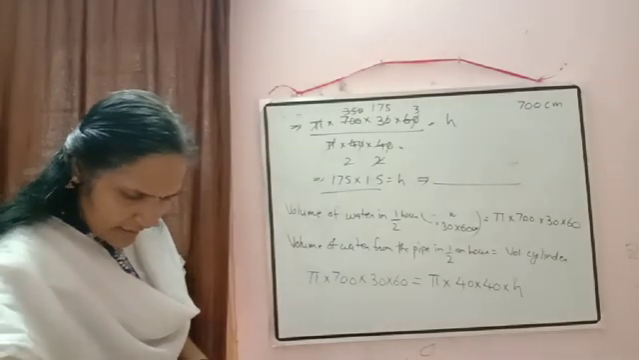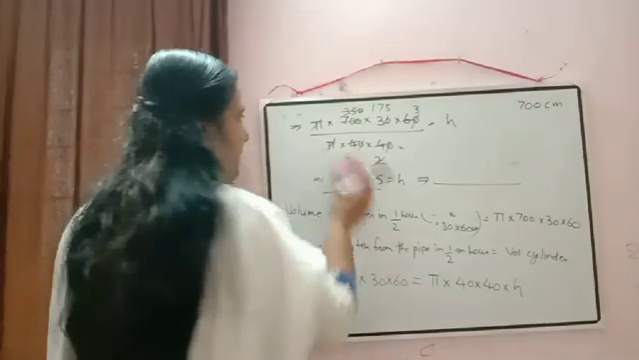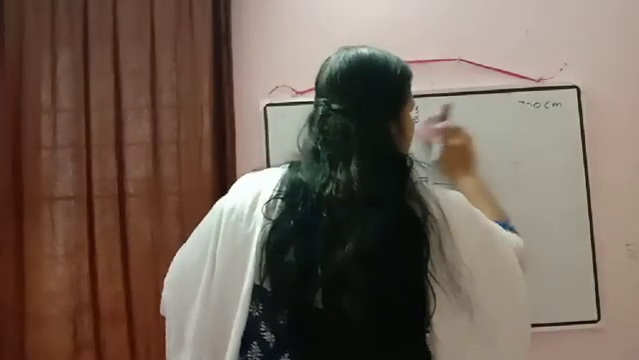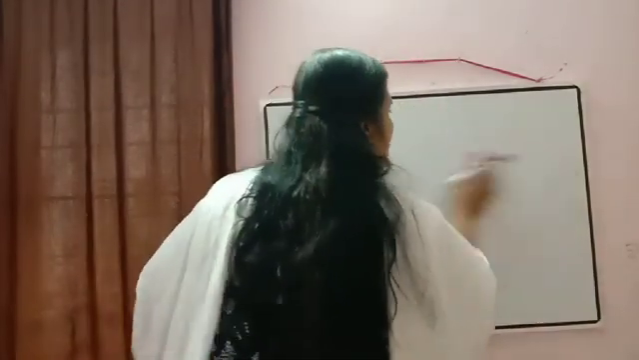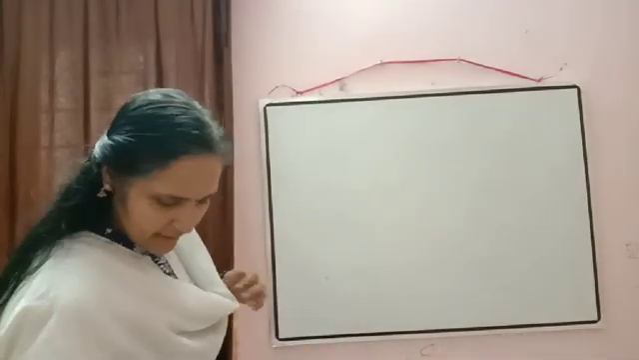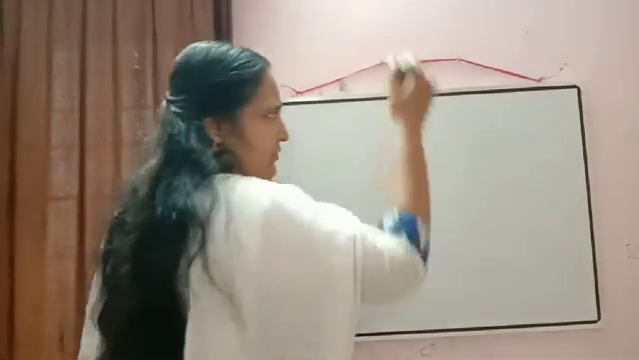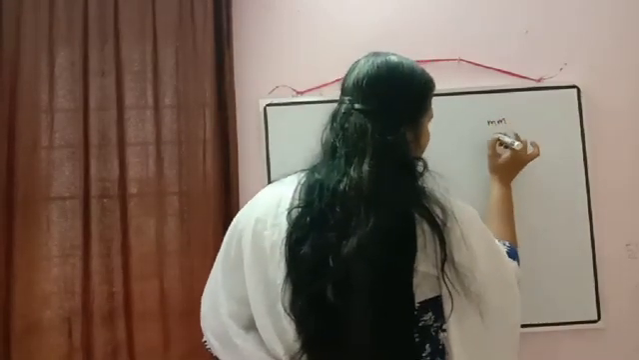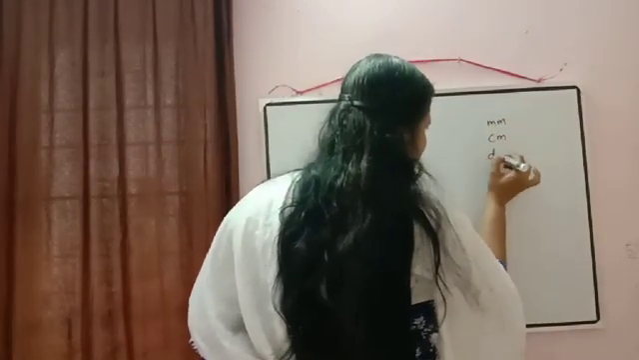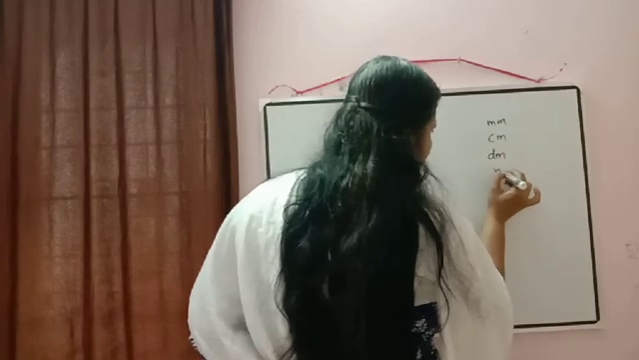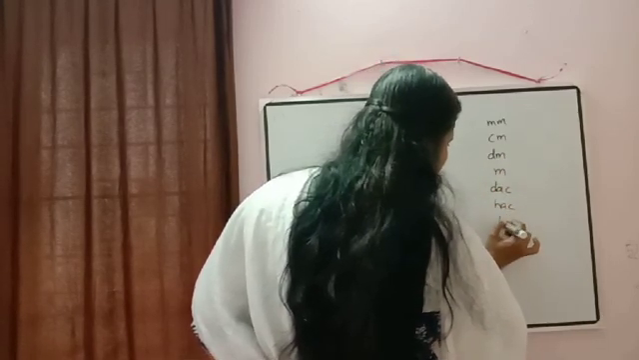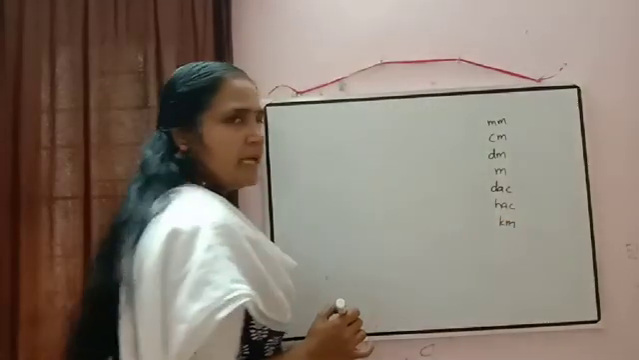Okay. Now next question is, water in a canal 30 decimeter wide. Before doing the question, you should know how to convert the units. For that, I am giving you the order of the units. First, the smallest is millimeter, then we have centimeter, then decimeter, meter, then decameter, then hectometer, and at last we have kilometer here.